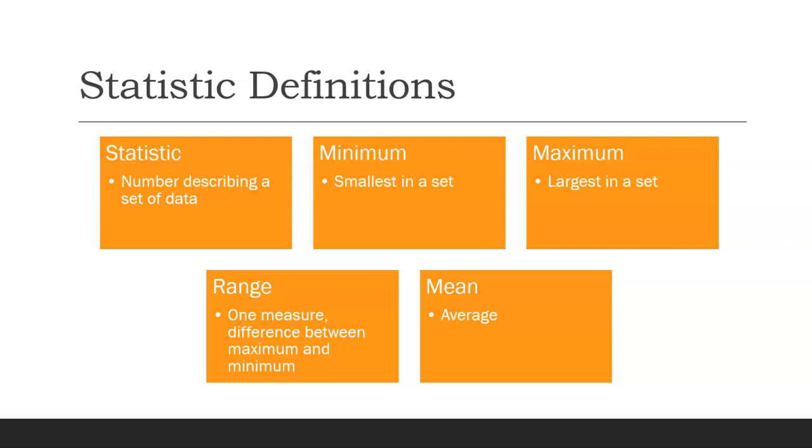The range would be one measure. It's the difference between your maximum and minimum, and then the mean would be your average of all the numbers.